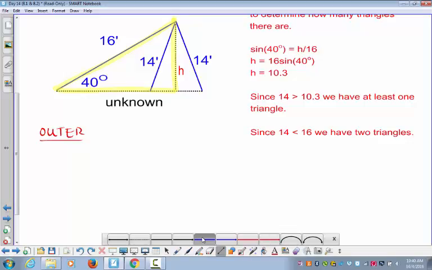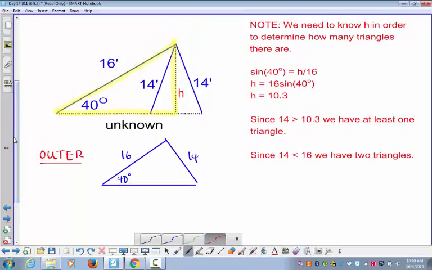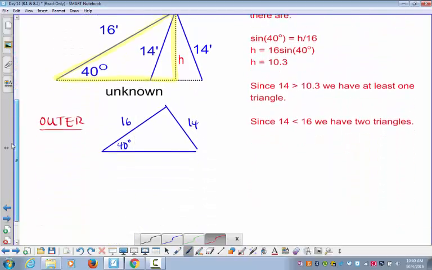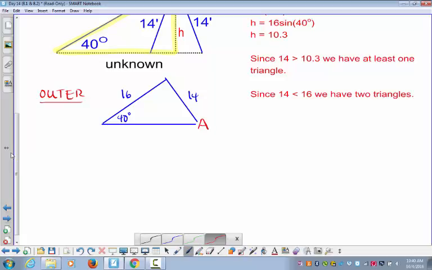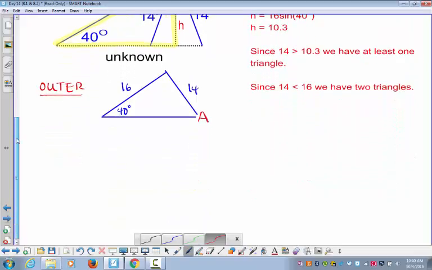So let's label it. It looks sort of like this. We don't have to be super precise. We know that that's 16, we know that that's 40, and we know that that's 14. And then our unknowns, let's see, that was labeled as A. So this is angle A, that's unknown. And I think it was a B that we were given to start. So if that's angle B, then this is angle C, and this is side C. So those are the three that we don't know.